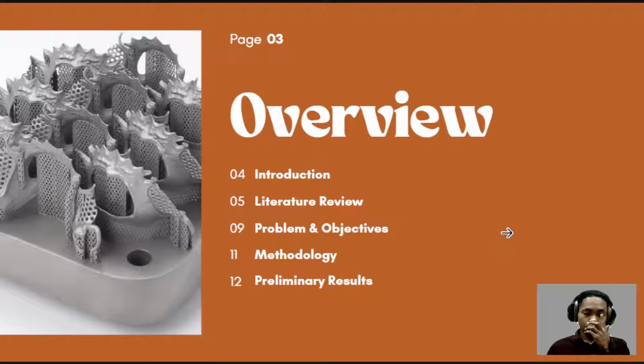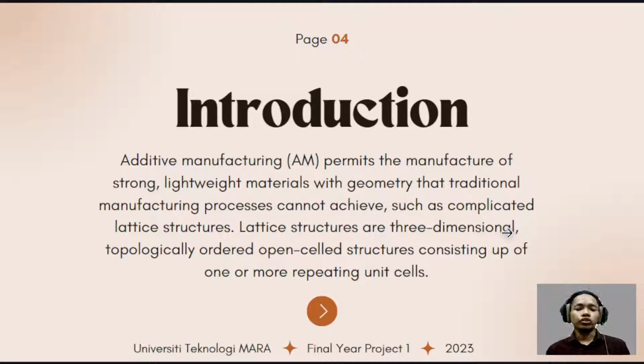Next, we go to the overview of presentation. We will cover introduction, literature review, problem statement and objective, methodology, and last but not least, preliminary result. For introduction, I will start with additive manufacturing. Additive manufacturing permits the manufacture of a strong, lightweight material with a geometry that traditional manufacturing processes cannot achieve. That's the definition of additive manufacturing.